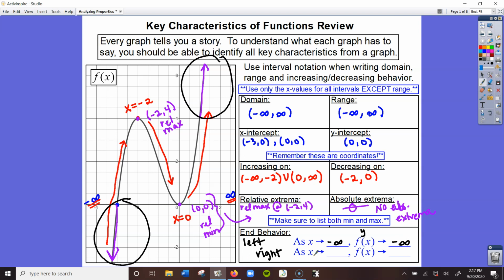Now for the right side, as you go to the right side of the graph, your numbers are all positive, and if you continue going to the right forever, that means that x is approaching positive infinity. And now when I look at the right side of my graph, I see that the y values are going up forever, so f of x is approaching positive infinity.